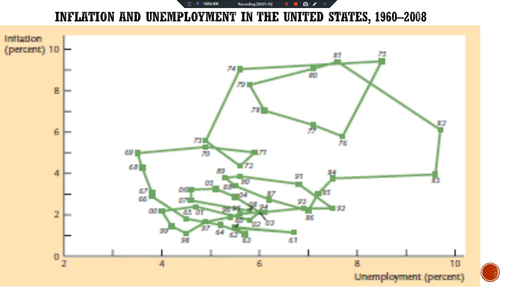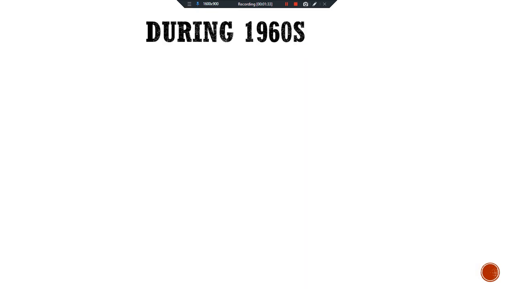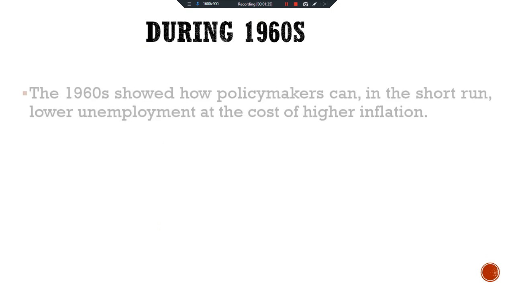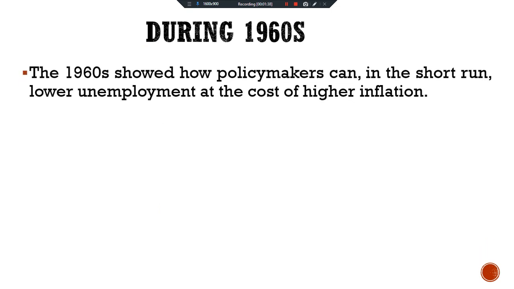This figure uses annual data of the unemployment rate and the inflation rate, which is measured with the help of the GDP deflator. So let's see the further explanation of this rising and falling relationship between inflation and unemployment. During the 1960s, policymakers showed how they can, in the short run, lower unemployment at the cost of higher inflation.